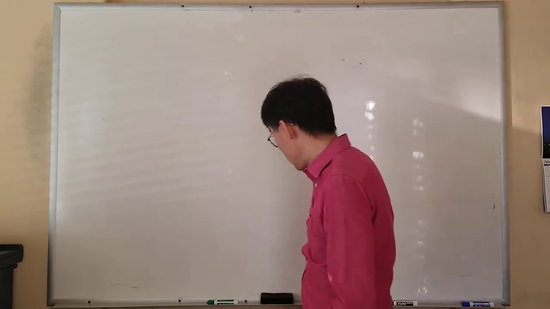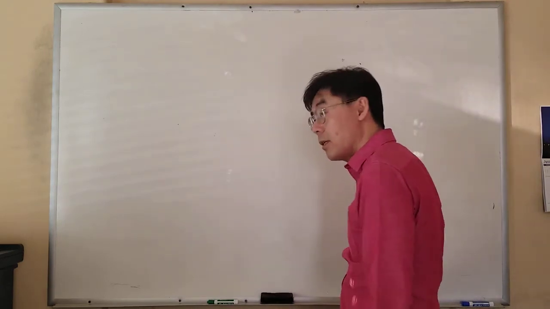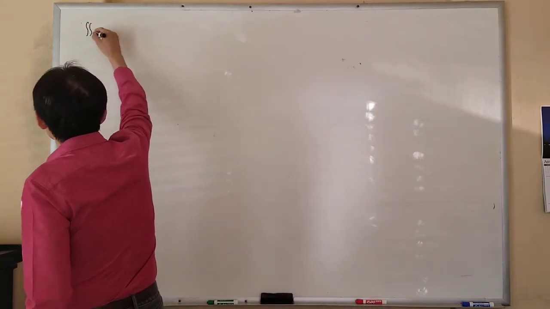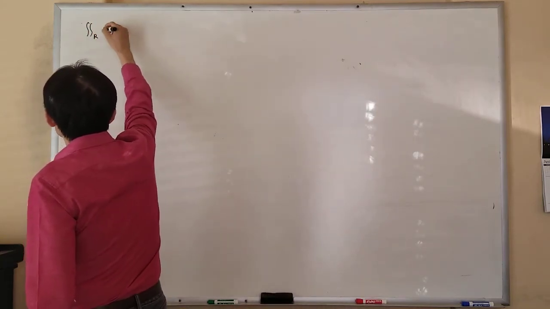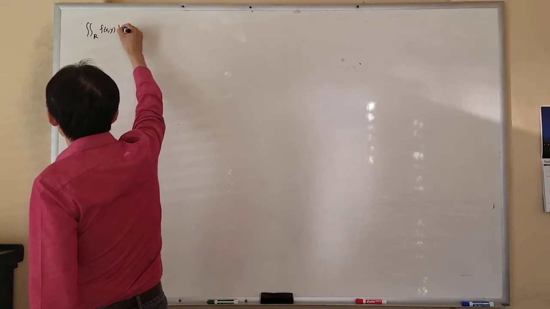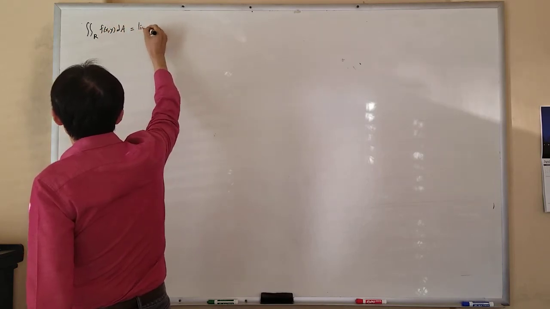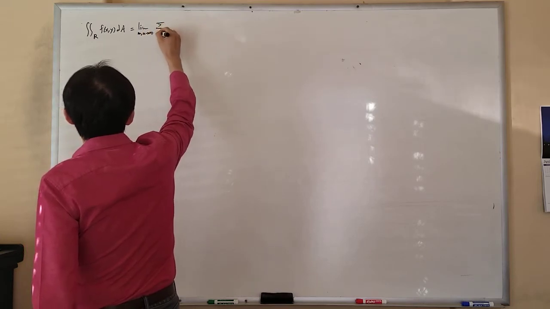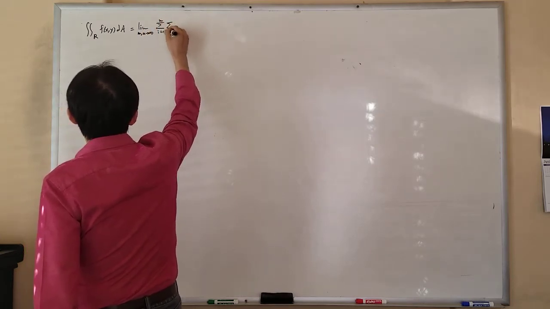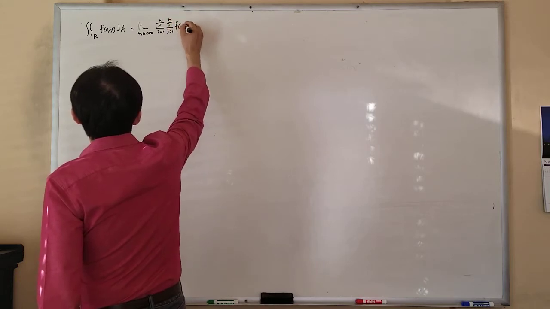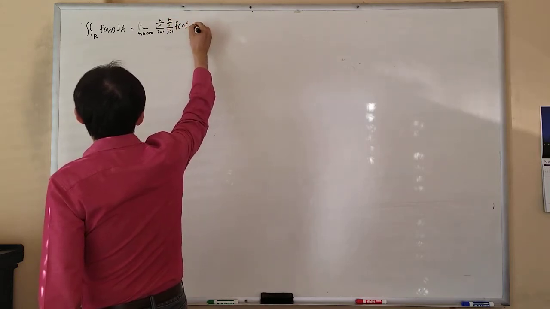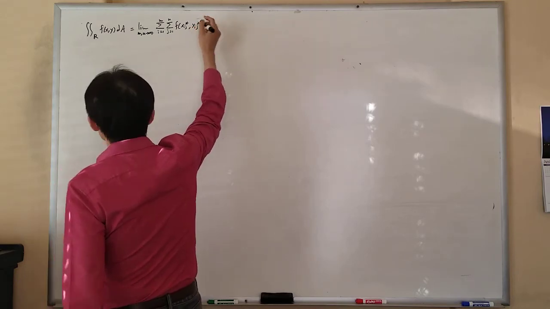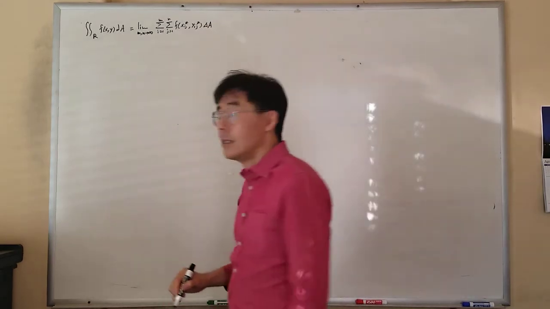In 12.1 and 2, we learned about double integral. Double integral over a rectangular domain was defined as limit of double Riemann sum, i from 1 through m, j from 1 through n, f of xij star, yij star, delta A, which is delta x, delta y.